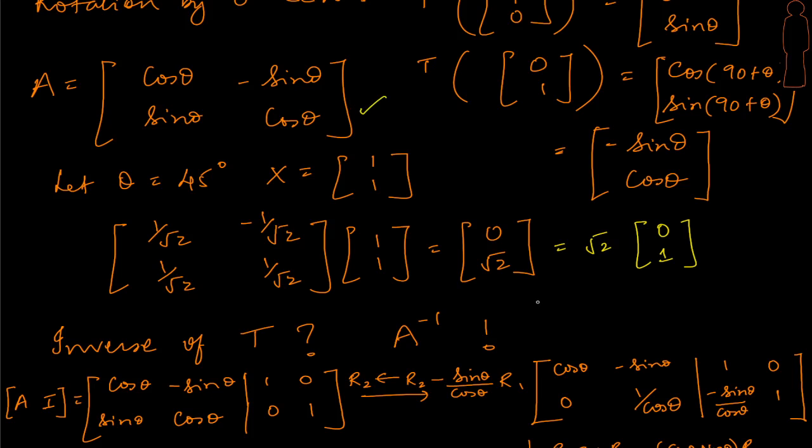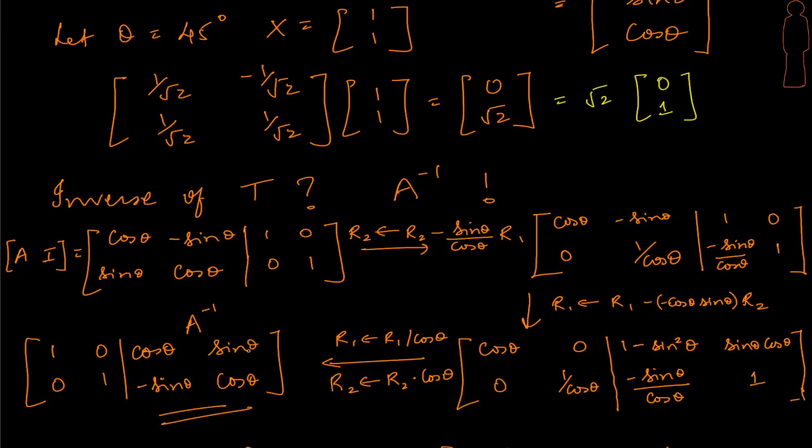Okay, so let's proceed to ask further questions on this. Suppose we want to find the inverse of the transformation T. Now that we have the associated matrix, and we know all kinds of techniques to find inverses, let's go ahead and find the inverse of A, and that will tell us the inverse of the transformation T. Okay, so here is our elimination strategy.